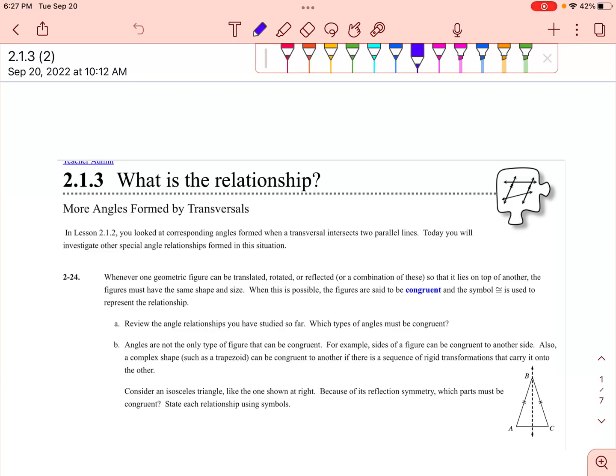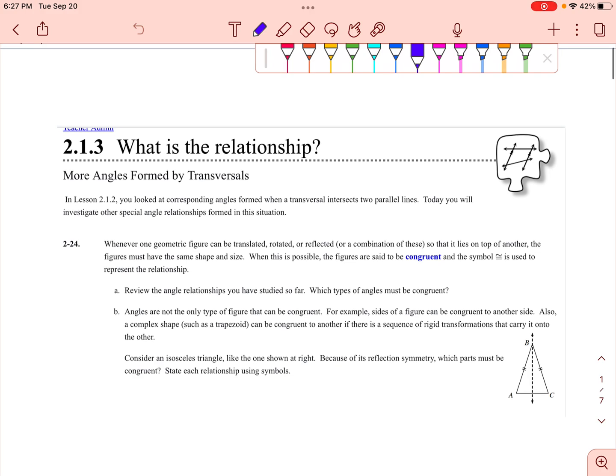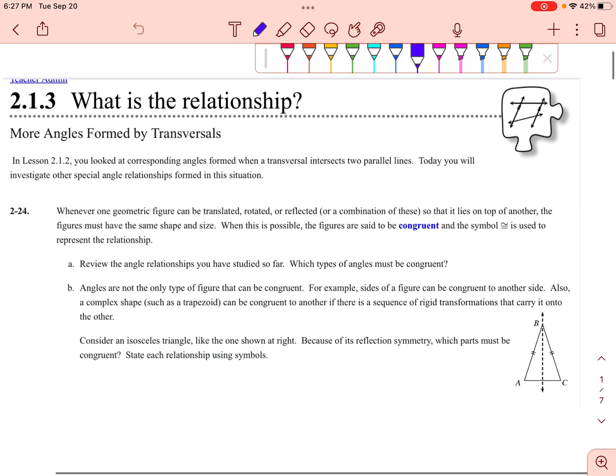Okay, guys, so take your notebooks out and write today's date, which is Wednesday, September 21st, and you're going to put 213. And specifically, we're talking about more angles formed by transversals.